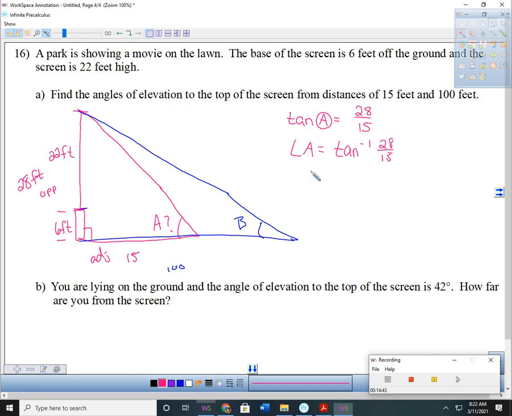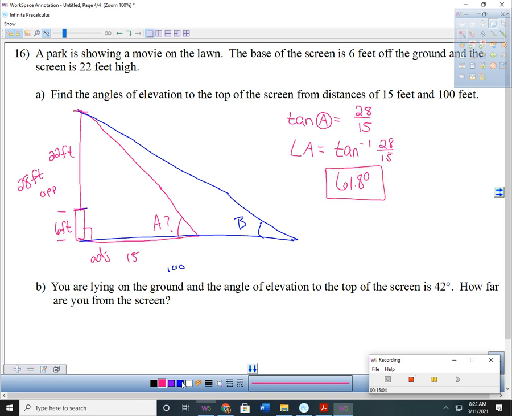So 61.8 degrees is the angle of elevation when you're 15 feet away. If you had a problem like this where you were finding two different things, you would need to make sure that you told me that this was for an angle of elevation of 15.